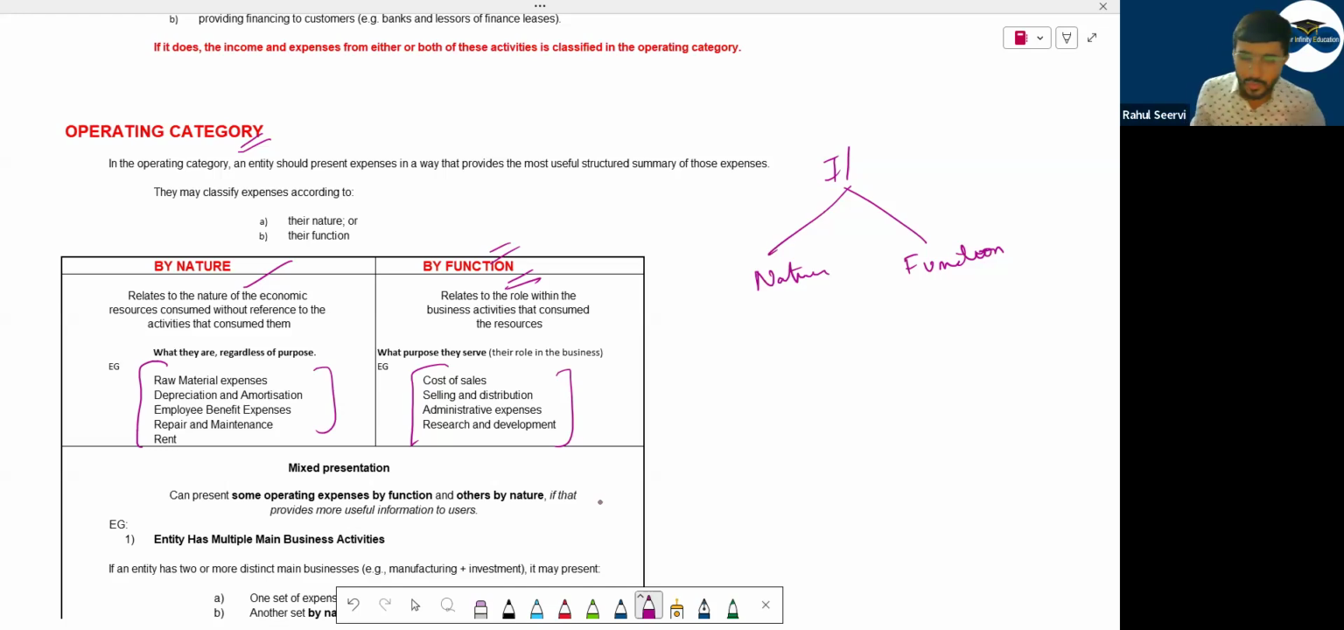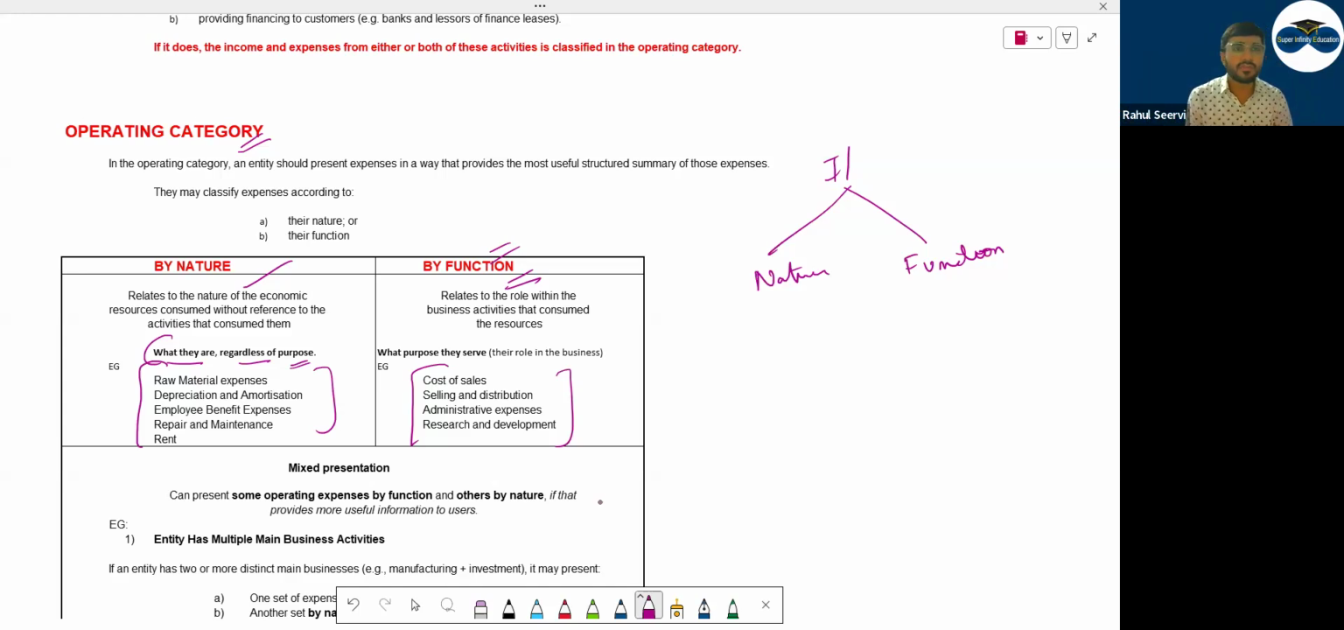Now do understand, nature means what? This simple rule you have to apply: what they are, regardless of the purpose. If I say today I incur $10,000 to purchase raw material, can I say, before using this to produce my finished goods, before manufacturing the inventory, why did I purchase the raw material? For my business purpose or not? If you purchase the raw material, you can convert it into finished goods and sell in the market. Now, without seeing where I will use this raw material, can I say that this is an expense regarding my business and it is of a direct nature? You will be able to identify. So by nature means what? You will classify based on the nature of the expense rather than where it is used, rather than combining it.